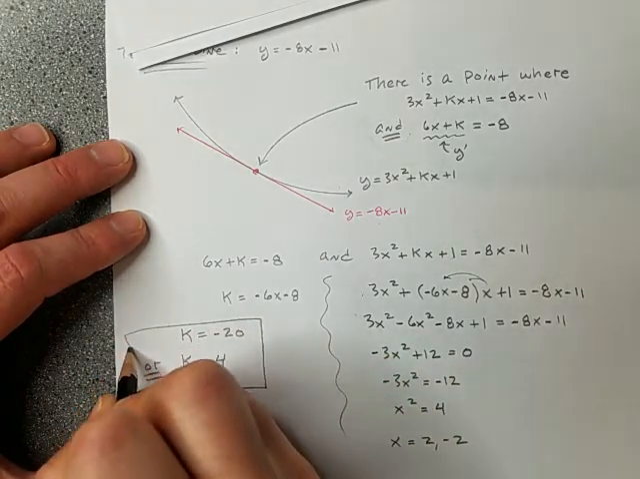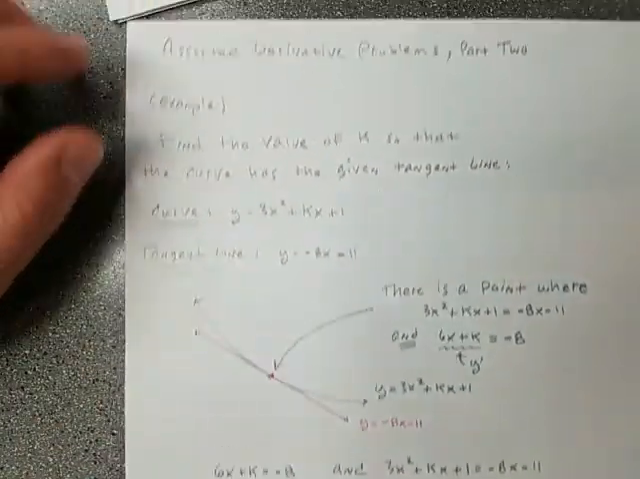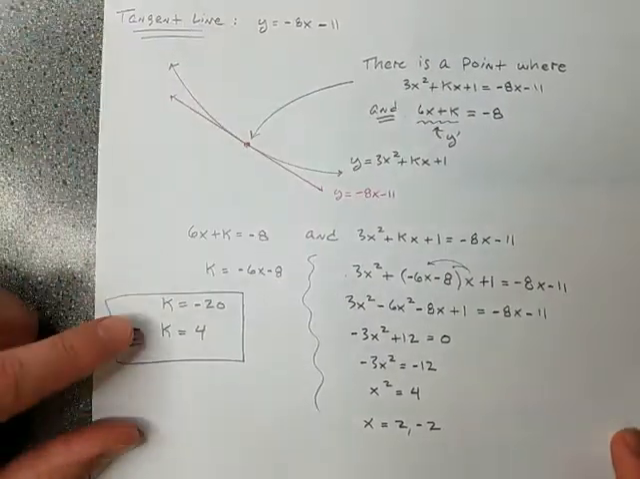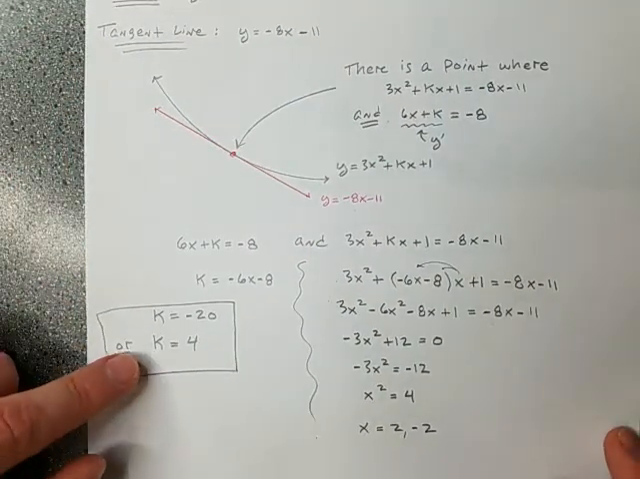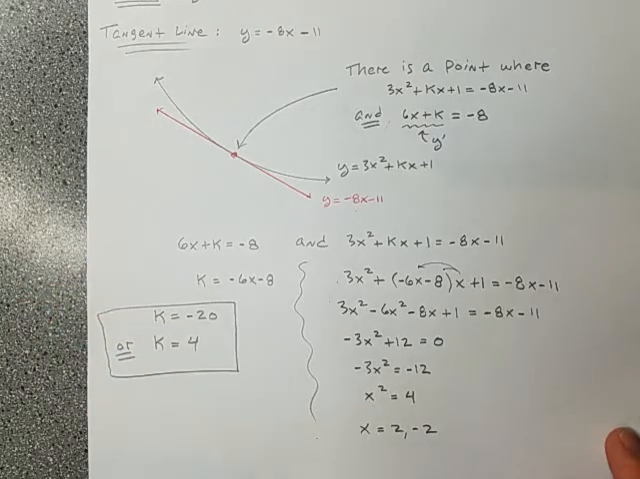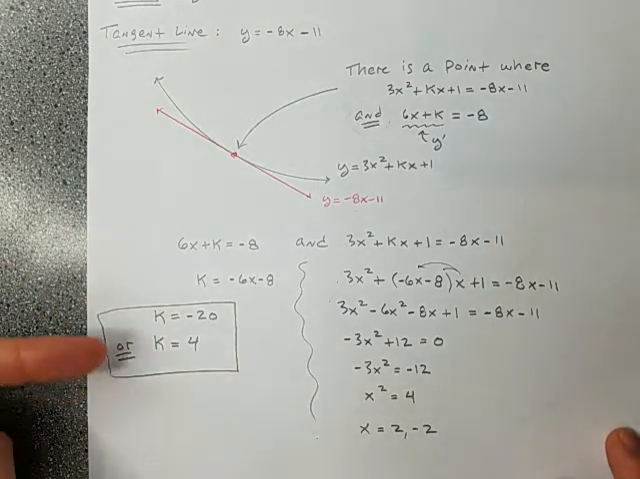All right. So given that the question says find the value of k, well then I have found it. There's actually 2 possibilities. K could be 4 and k could be negative 20. All right. Well, let me explain the relevance of the 2 possibilities.